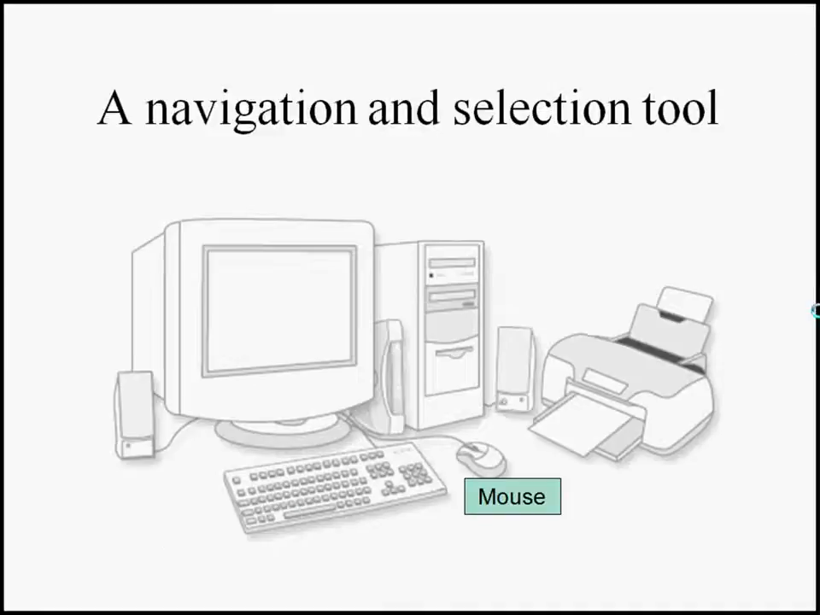Then there's the mouse. The mouse is what we call a navigation and selection tool. It allows you to move a little cursor onto different things on the screen, and by pressing a button on the mouse to select them or to make something else happen on the screen. It's called a mouse because it's got a little round body with a long tail connecting it to the computer, although these days sometimes it's wireless, so there's no tail.